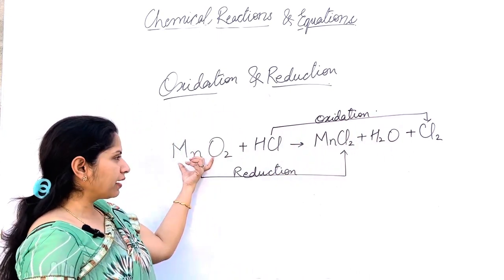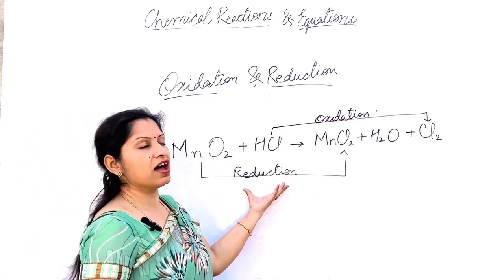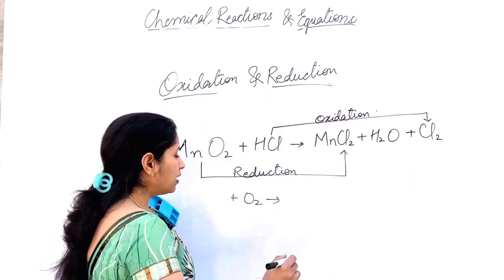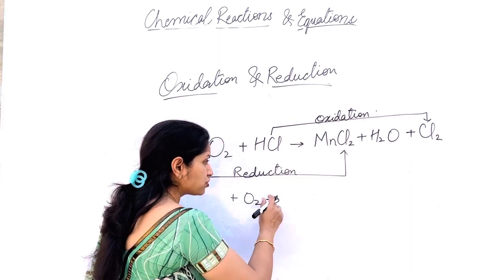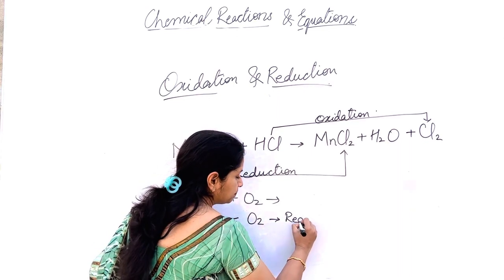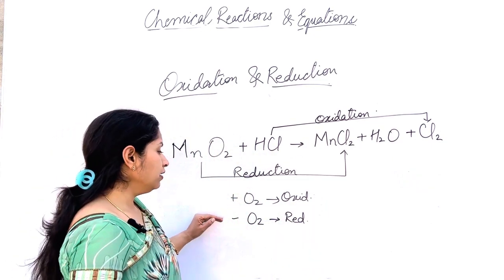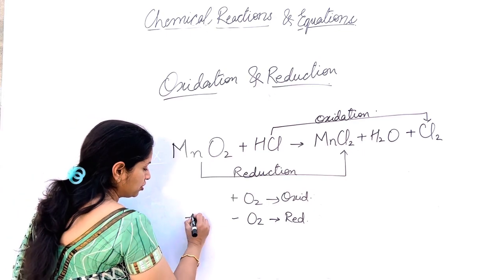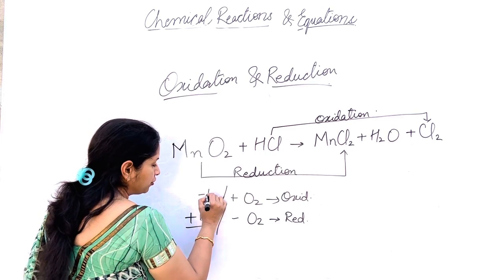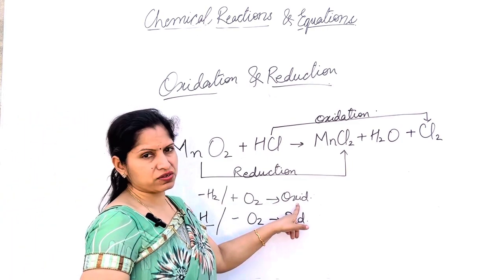And here from manganese dioxide, MnO2, oxygen is removed. So removal of oxygen is reduction. Adding of oxygen is oxidation, but removal of oxygen is reduction. Similarly, adding of hydrogen is reduction, and removal of hydrogen is also oxidation.